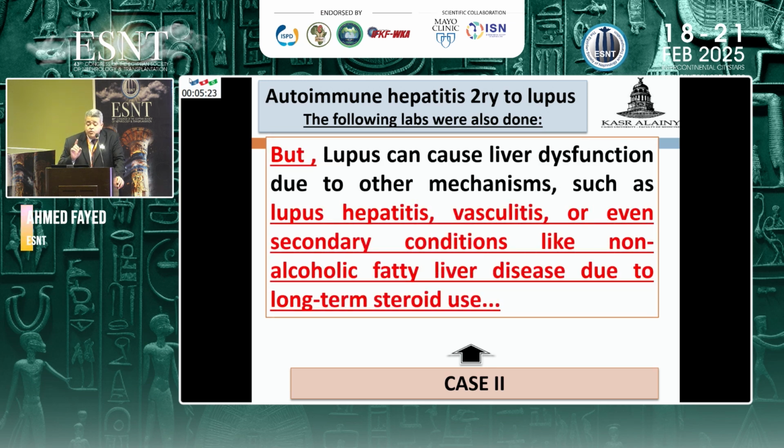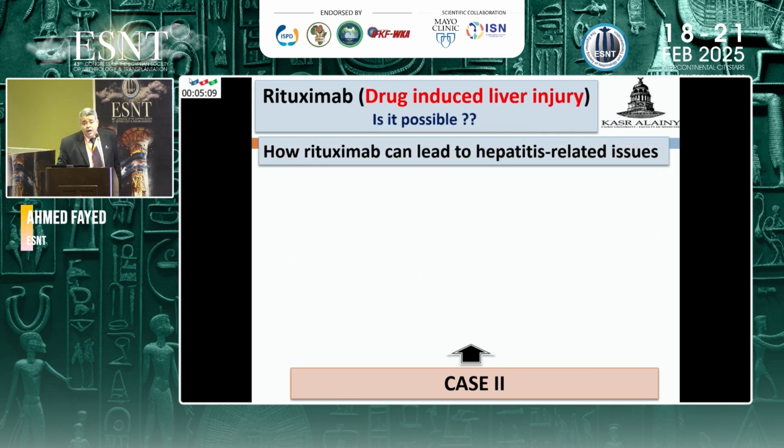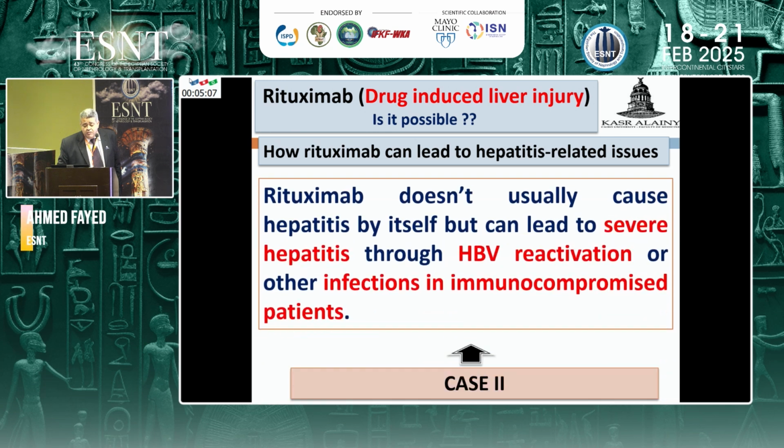But again, don't forget the lupus, it can cause the liver dysfunction due to other causes, like lupus hepatitis, vasculitis, or even secondary to non-alcoholic fatty liver disease due to the long-term steroid use. And the rituximab-induced liver injury.